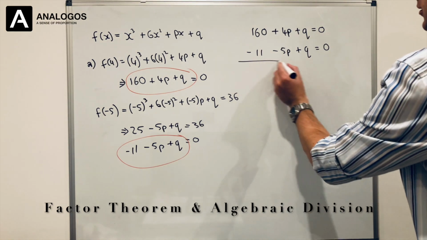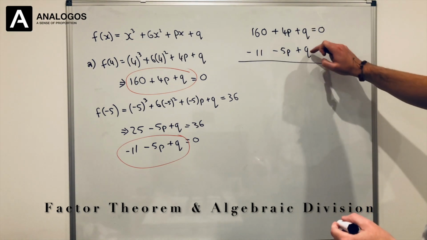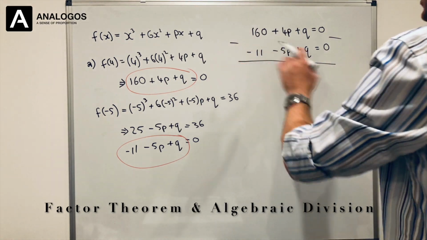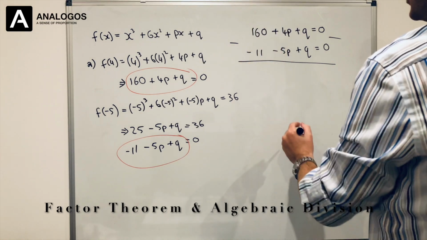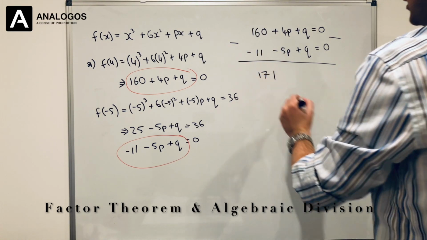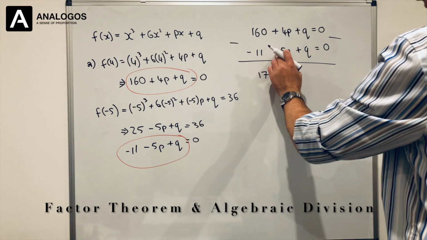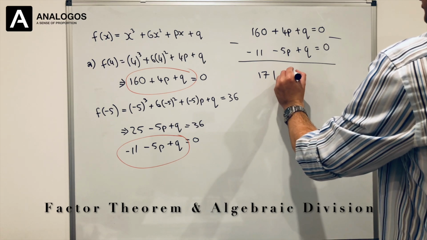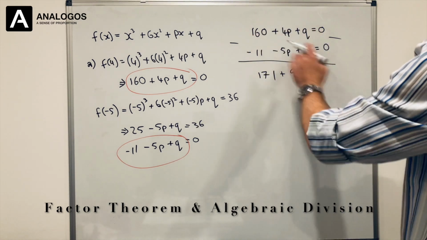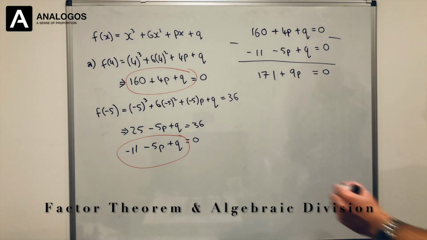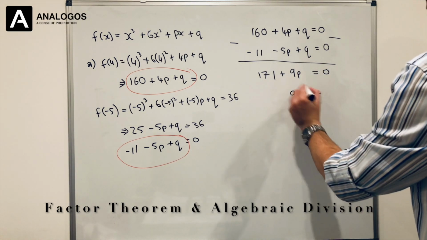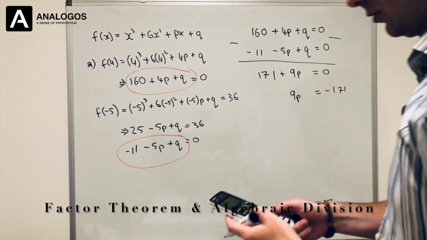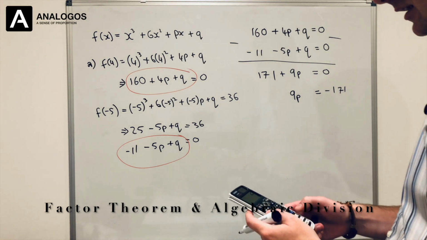So hopefully you remember how to do this. We're trying to cancel, and we can see here that we've got 1q here and 1q here. So if I subtract, we've got what? 160 minus -11 is the same as 160 plus 11. So that's 171. 4p minus -5p is the same as 4p plus 5p. So that's plus 9p. Q minus q we just cancel, so it equals 0. Therefore, 9p, if I take the 171 to the right hand side, is -171, and on the calculator you will see -171 divided by 9 is minus 19.